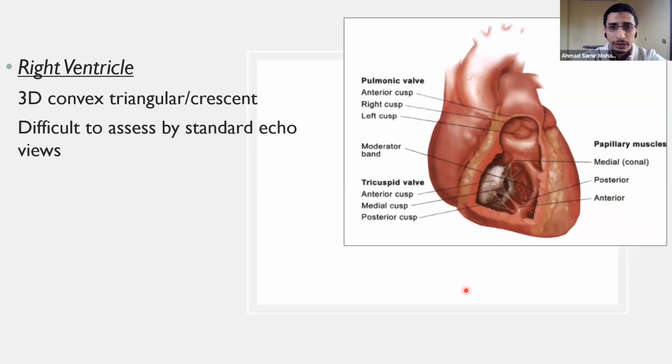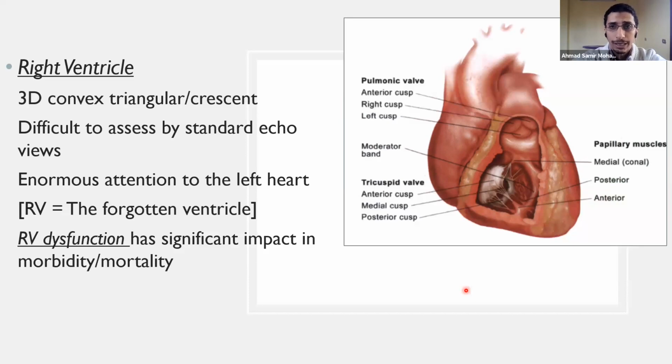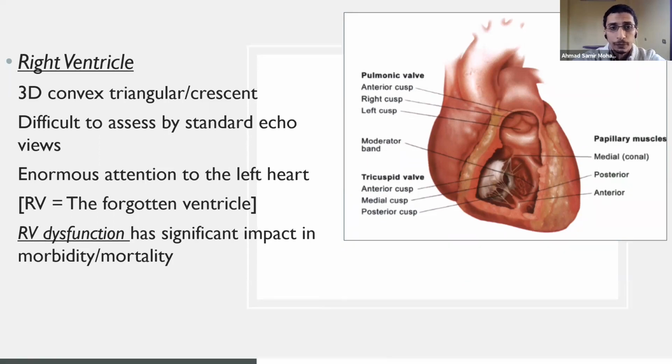It is difficult to assess by the standard two-dimensional echo views. And for the past decades, there was enormous attention drawn to the left heart side. Thus, the right ventricle has been for long named the forgotten ventricle, and the right-sided valves were the forgotten valves. However, recently we started to focus a huge amount of our interest on the right ventricle because we have realized that RV dysfunction has significant impact on morbidity and mortality.